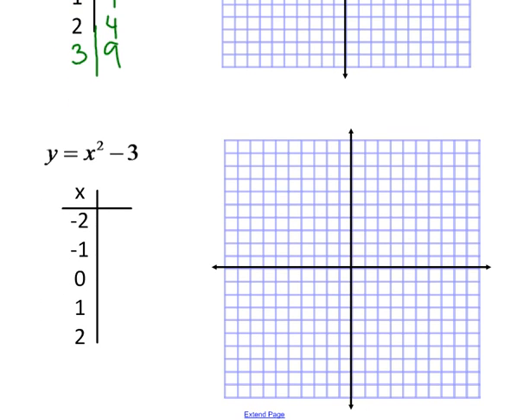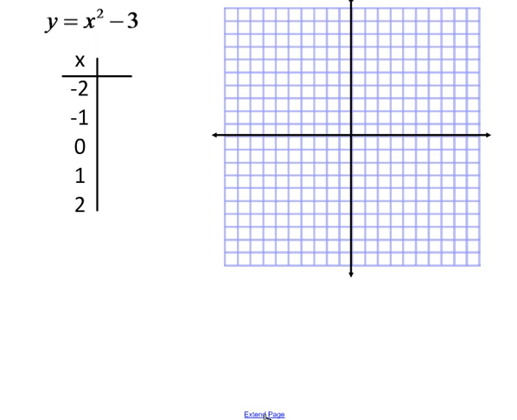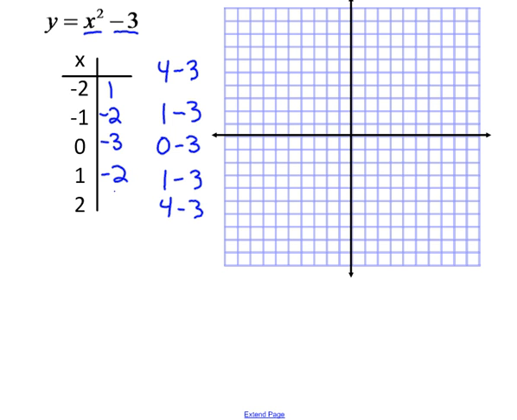All right. Let's graph this one. We have y equals x squared minus 3. So first we're going to square x, and then we're going to subtract 3 from the result. So -2 squared, we said, is 4, and 4 minus 3 is 1. -1 squared is 1, minus 3 is -2. 0 squared is 0, minus 3 is -3. 1 squared is 1, minus 3 is -2, and 2 squared is 4, minus 3 is +1.